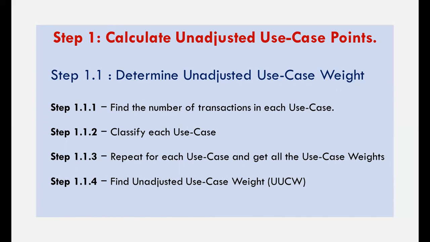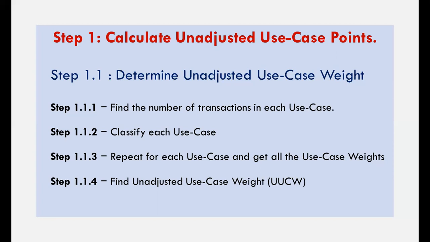So here, the use cases can be either simple, average, or complex. For simple, the number of transactions will be less than or equal to 3, and the use case weight will be 5. Whereas for average use cases, the number of transactions will be between 4 and 7 and the use case weight will be 10. Whereas for complex use cases, the number of transactions will be greater than 7 and the use case weight will be 15.